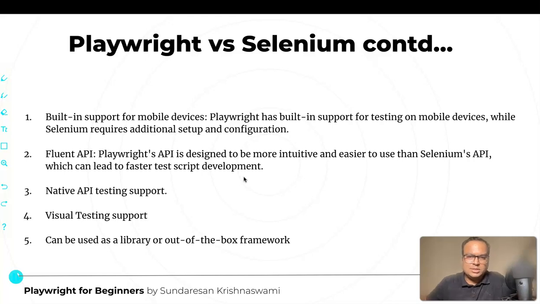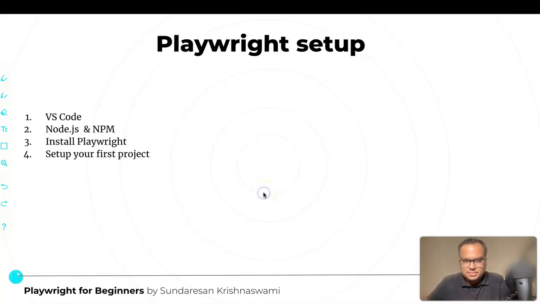It has its own assertion libraries. It has its own runners. So you do not have to link it with Cucumber or Jest. But at the same time, it can also be used as a library. Which means that you can still use it with Cucumber, Jest, or Mocha, or TestNG if you're going to use Playwright for Java.